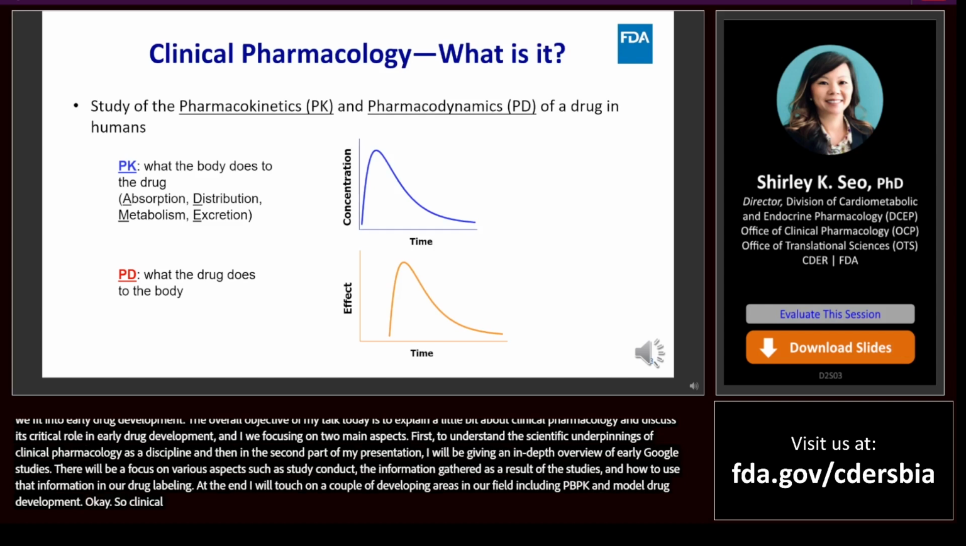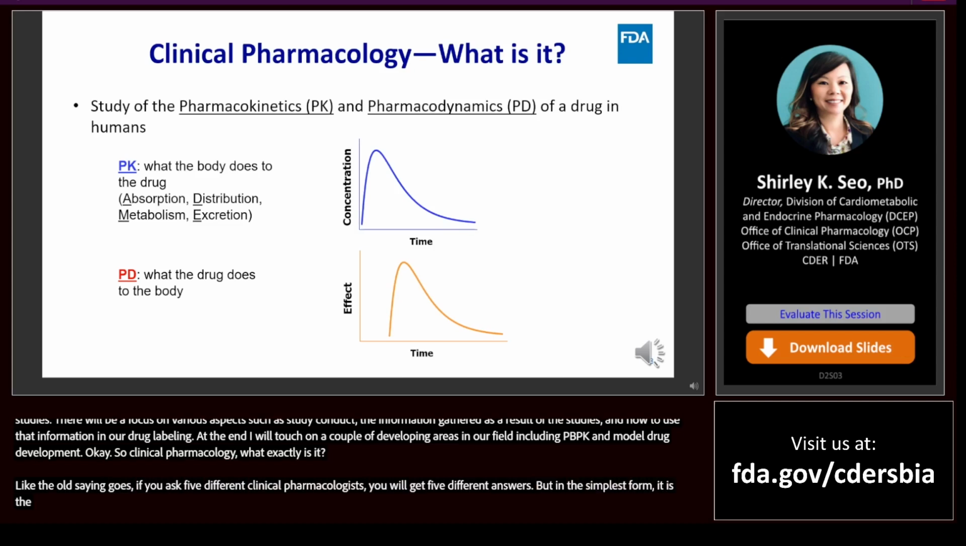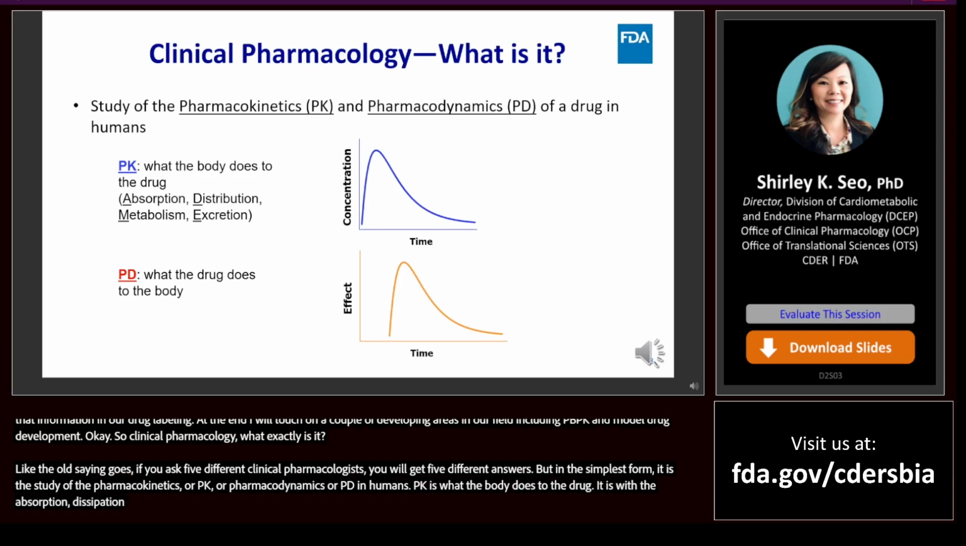Like the old saying goes, if you ask 5 different clinical pharmacologists, you'll get 5 different answers. But in its simplest form, it is the study of the pharmacokinetics, or PK, and pharmacodynamics, or PD, of a drug in humans. PK is what the body does to the drug. It encompasses the processes of absorption, distribution, metabolism, and excretion for most drug products. PD, or pharmacodynamics, is what the drug does to the body.